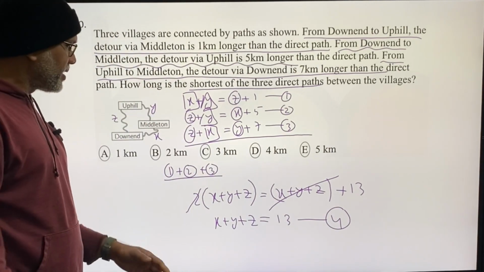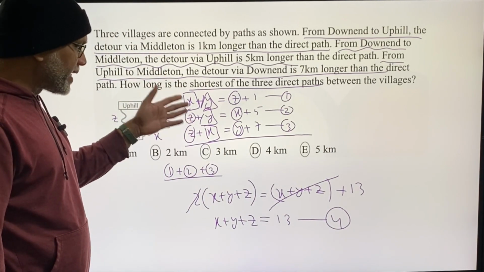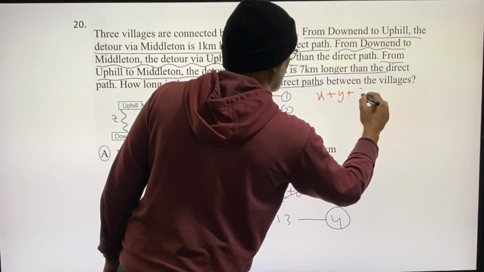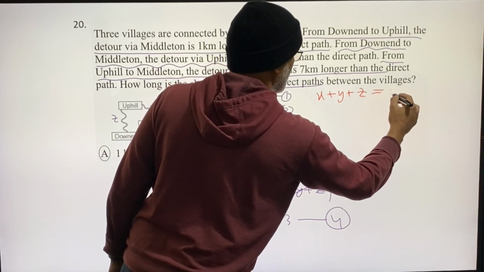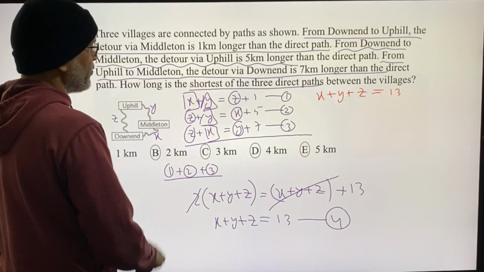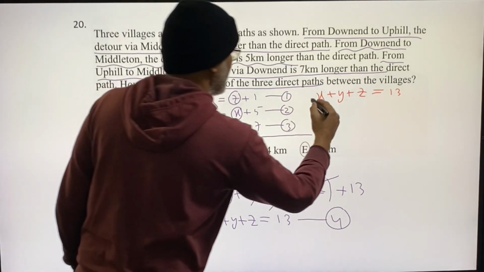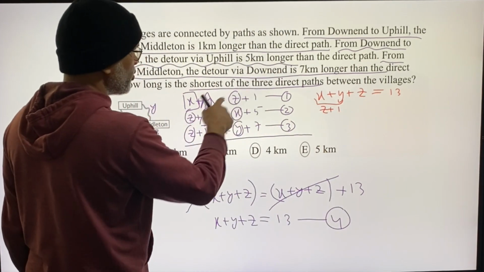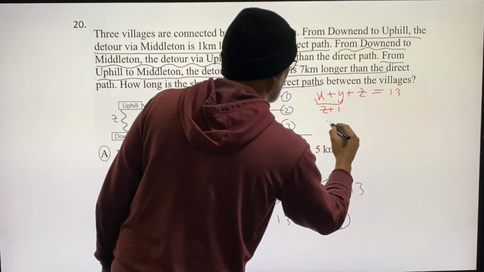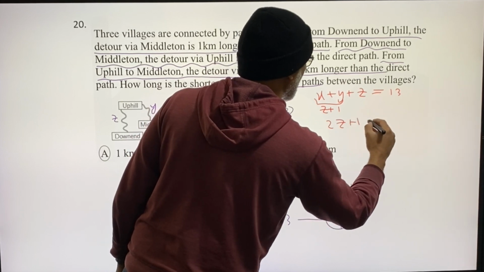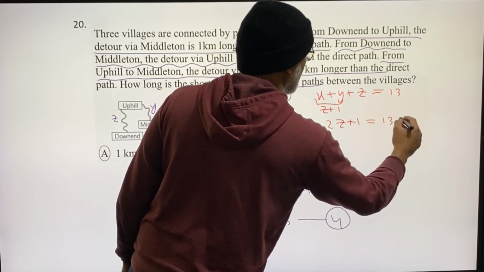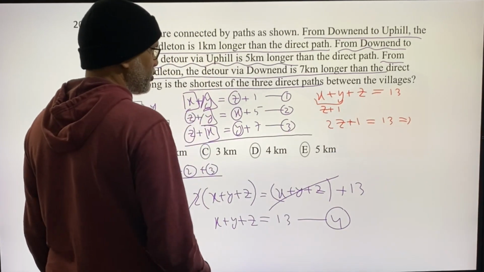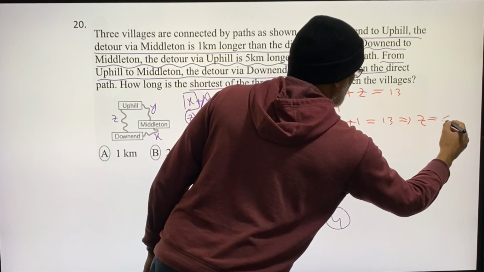Now next, I'll use these equations one at a time with equation 4 and see where I get. x plus y plus z is equal to 13, that is equation 4. And x plus y is z plus 1, that is from equation 1. So this is 2z plus 1 is equal to 13. If I subtract 1, that is 12, then divide by 2, that tells me z is equal to 6.